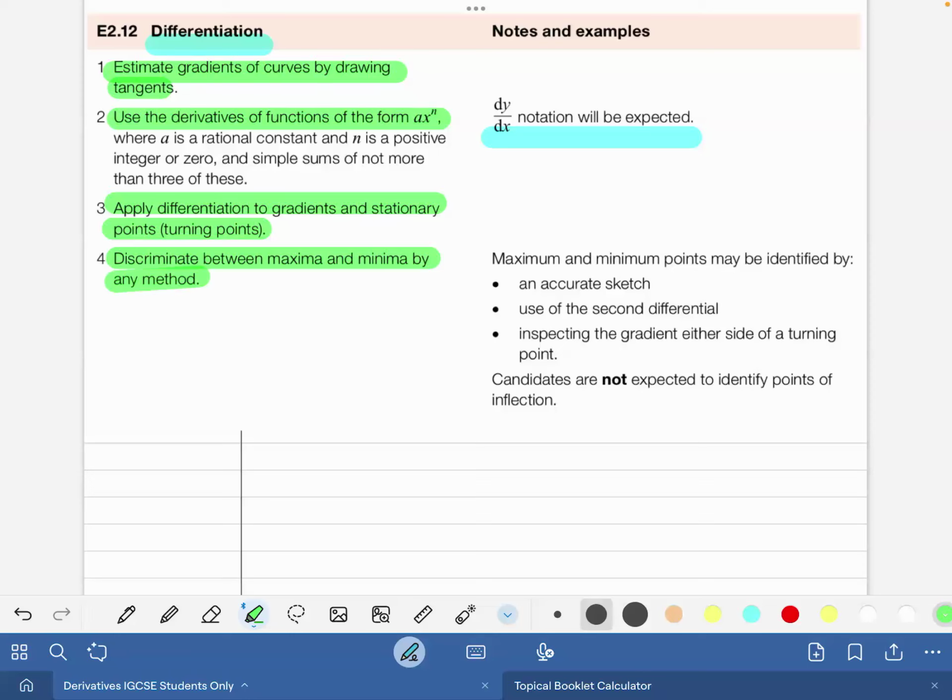So first of all, I'm going to start the questions. They say that maximum and minimum points may be identified by an accurate sketch, use of the second differential, or inspecting the gradient either side of a turning point. Candidates are not expected to identify the point of inflection.